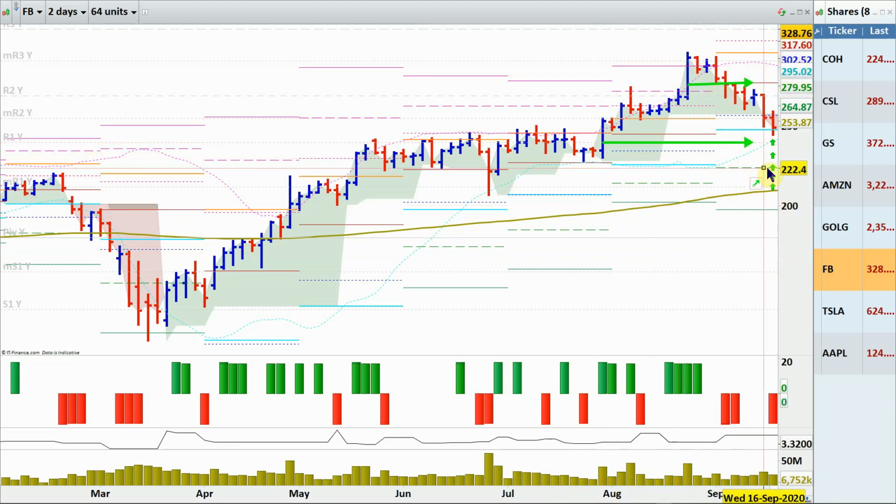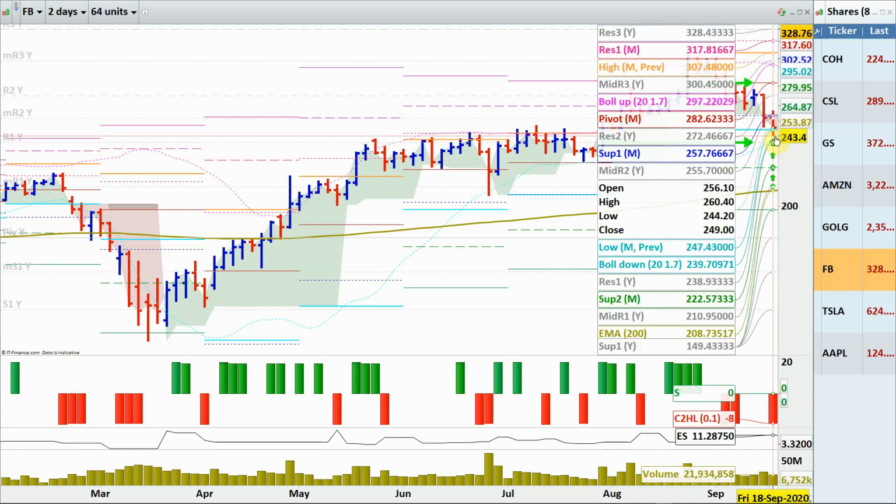The question is, if I go long here, where would I be putting the stop loss? Generally speaking, if this is a green histogram to go long as per our strategy, then we will place the stop loss below the low of this entry bar, minus the ESD. In this case, the ESD is 11.28.